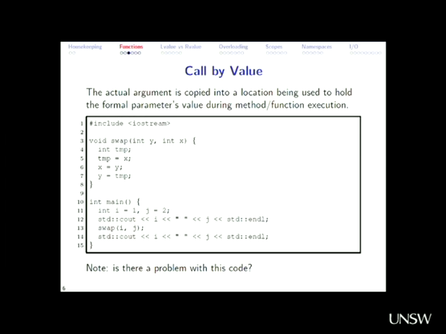What's the problem with it? It doesn't do anything. Yes, it doesn't do anything because the values have been copied. So you want this thing to swap, and it doesn't work. So how do we fix this up? Well, we'll get to that. How would you fix this up as a C programmer?